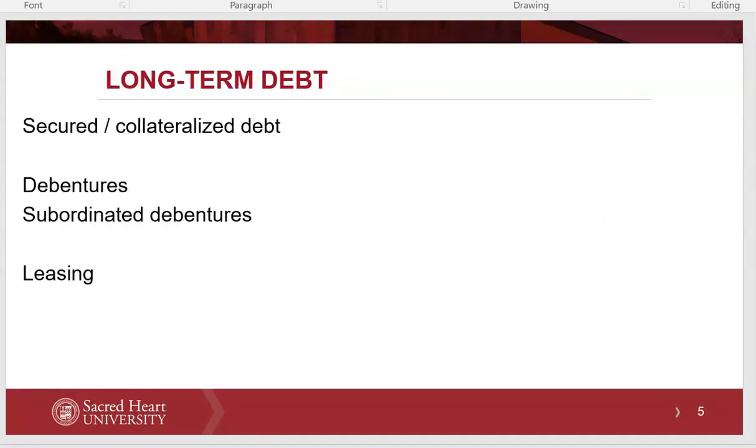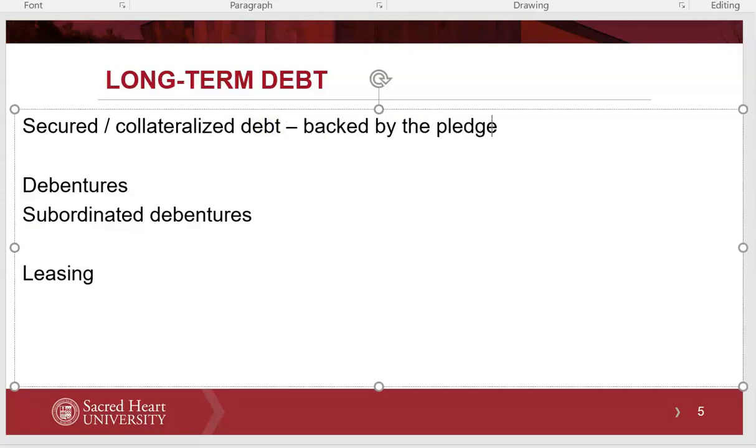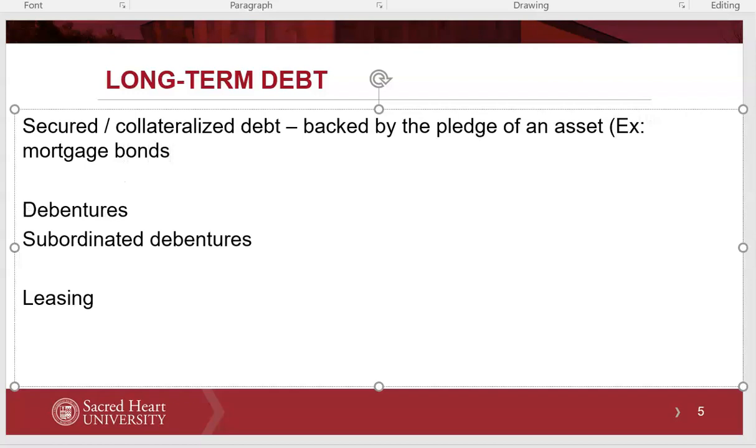Here are some common types of long-term debt. Secured debt, also known as collateralized debt. This is debt that's backed by the pledge of an asset. An example of this is mortgage bonds. These are bonds that are backed by property.